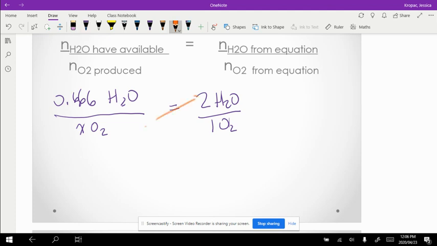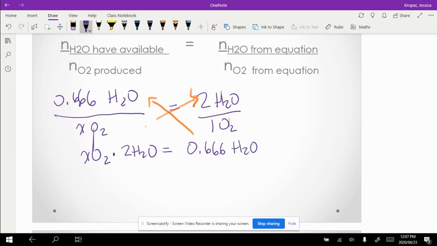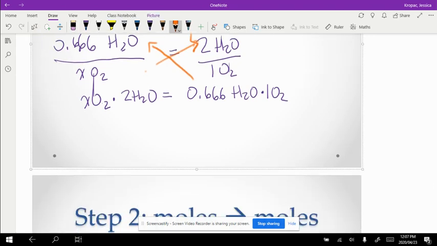Our next step is that cross multiplication step. So I'm going to cross multiply, which means just to multiply by what's across. So that's going to give me XO2, and what's across from it is 2H2O. That's going to give me 0.666 H2O, and what's across from it? 1O2. My next step is I want to get this X by itself. I'm going to underline that. So to get that X by itself, we need to get rid of that 2. So to get rid of that 2, we need to divide.